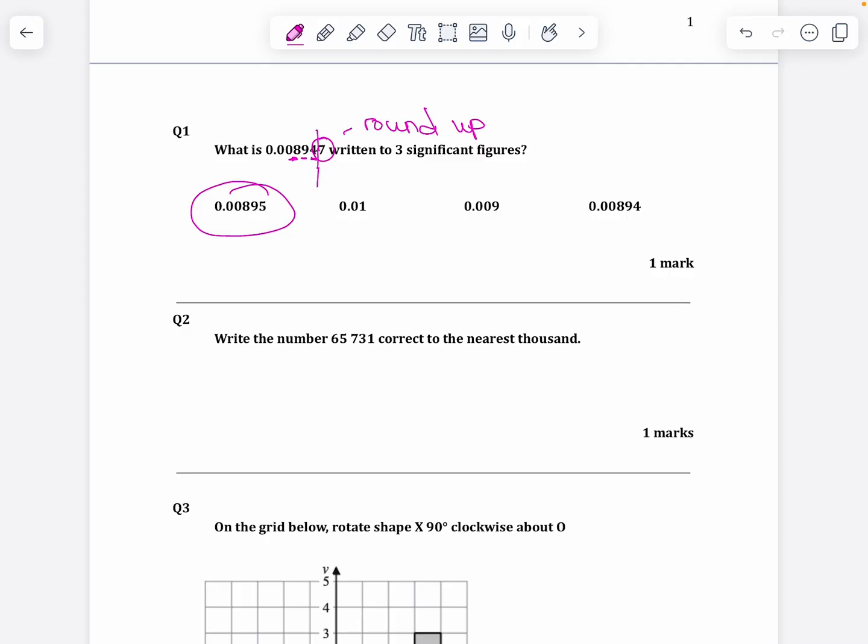Write the number 65,731 correct to the nearest thousand. So this is the thousands column. So we're stopping it here. And we have to decide whether to keep it as 65,000 or round up to 66,000. Again, the next number along is 5 or more. So we're going to round up to 66,000.